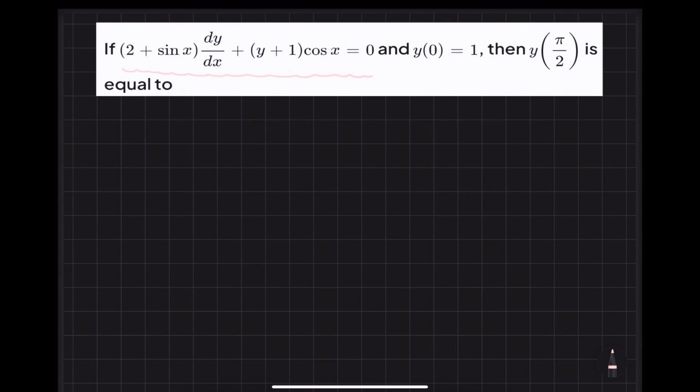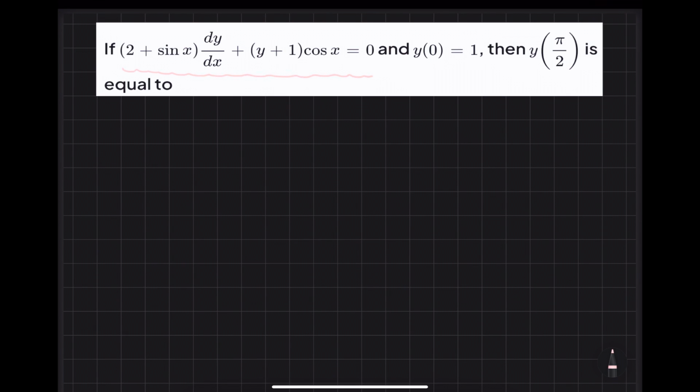First, look at this. We will try to apply the first filter, that is the variable separable method. Means if we can segregate all x together and all y together, we can apply the variable separable method. Or else we have to think about some other filters. So look at the idea.